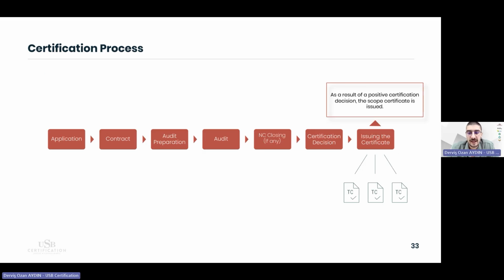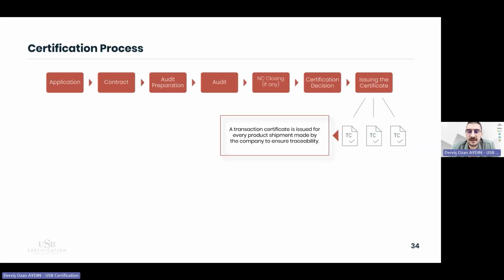As a result of a positive certification decision, the scope certificate will be issued. And if we talk about transaction certificates, a transaction certificate is issued for every product shipment made by the company to ensure traceability, after the scope certificate is issued by the certification body.